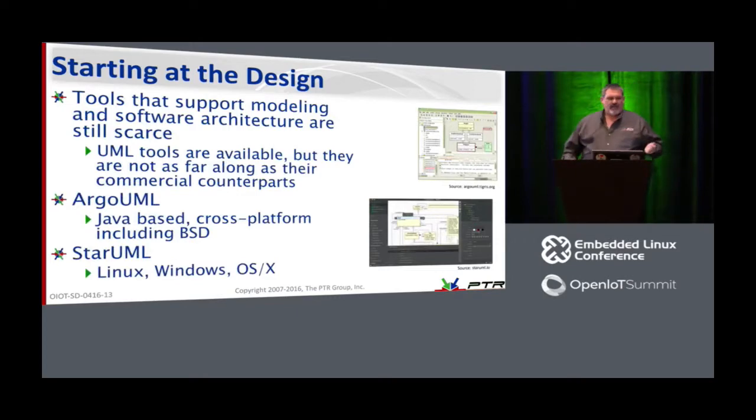So starting at the very design, in many cases we're using Unified Modeling Language, UML, and for UML there are some open source tools. Argo UML is one that's Java-based. It is cross-platform. It does, in fact, run on BSD Unix. But Star UML is another one. It runs on Linux, Windows, and OS X. So we have the design tools out there.